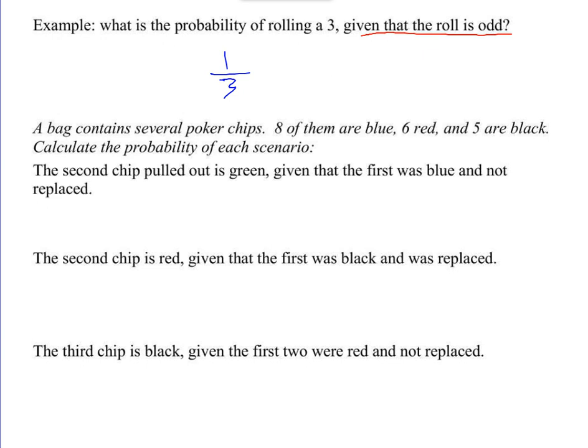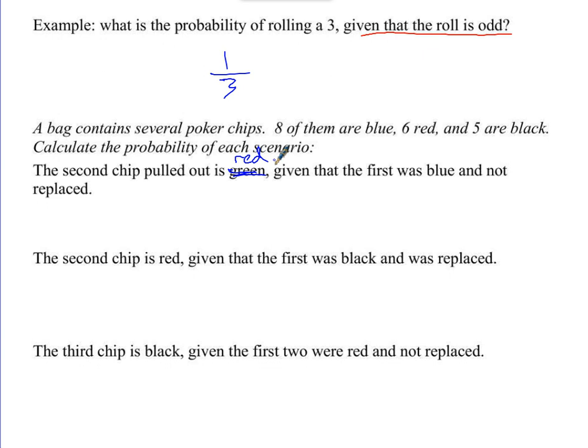Another type of problem, we've seen a few of these. A bag contains several poker chips or marbles or whatever it is. We have 8 blue poker chips, 6 are red, 5 are black. Calculate the probability in each scenario. Now, there's no green in the bag, so we're going to change green to red. What would the probability of pulling a green chip out of that bag be? 0, because there's no green in the bag. We're going to change that to red so we actually have a problem to solve.